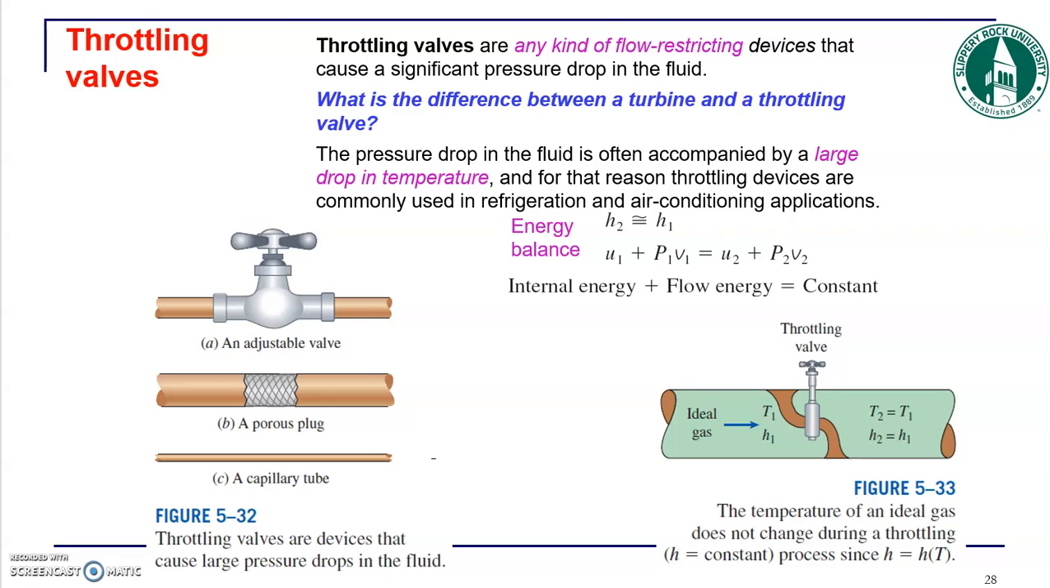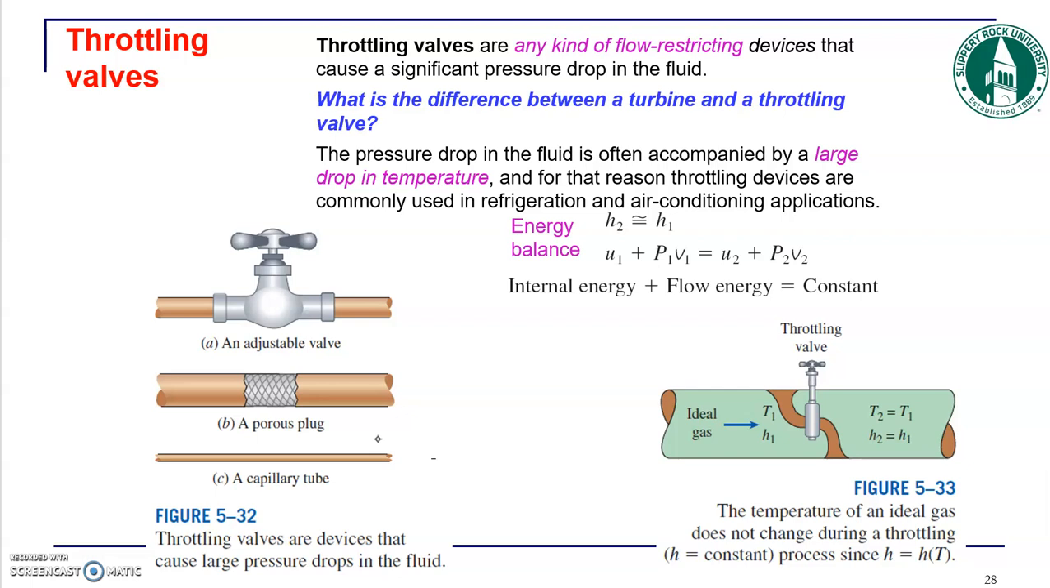Basically, a throttling valve is any kind of restriction against your flow. For example, an adjustable valve or a porous plug or a capillary tube, anything that restricts your flow is called a throttling valve. So what is the difference between the turbine and the throttling valve?